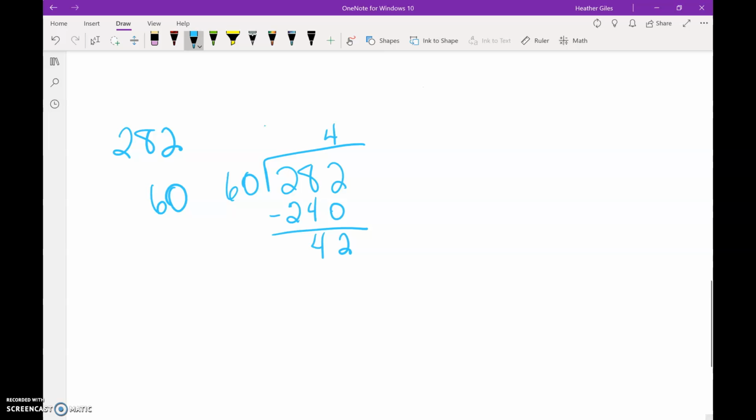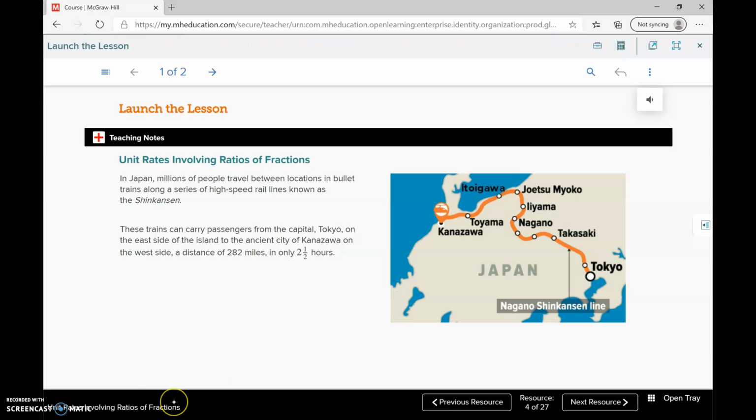We had to add our decimal, add a 0, bring it down, 420. 6 goes into 42 7 times, so 60 probably goes into 420 7 times. Let's do the math. 7 times 0 is 0, 7 times 6 is 42. If I subtract, I get 4.7. This one equals 4.7, but remember we rounded how fast we were going, so it would take about 4.8 hours. It only takes 2.5 hours to go that far in Japan.